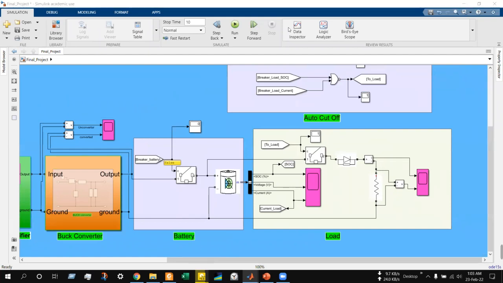I am ID 1706099. I will describe the charging and discharging part of the circuit.